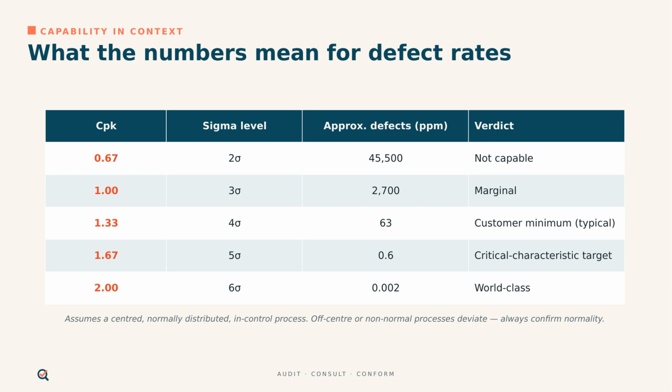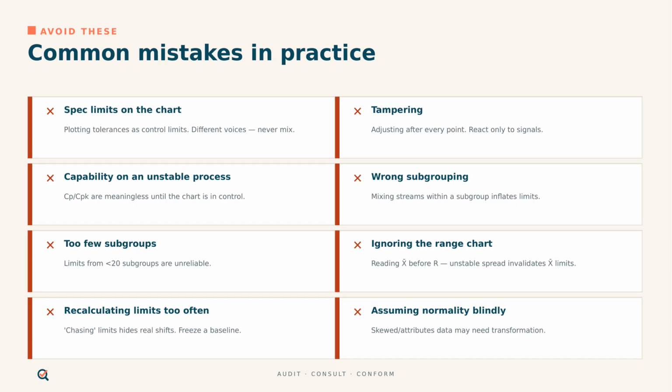And while we're on cautions, here are the classic mistakes to avoid. Don't put spec limits on the chart. Don't tamper, react only to signals. Don't calculate capability on an unstable process. It's meaningless. Don't mix streams within a subgroup. Don't trust limits built from fewer than 20 subgroups. Don't read the average chart before the range chart. Don't recalculate your limits so often that you chase them and hide real shifts. And don't assume normality blindly.